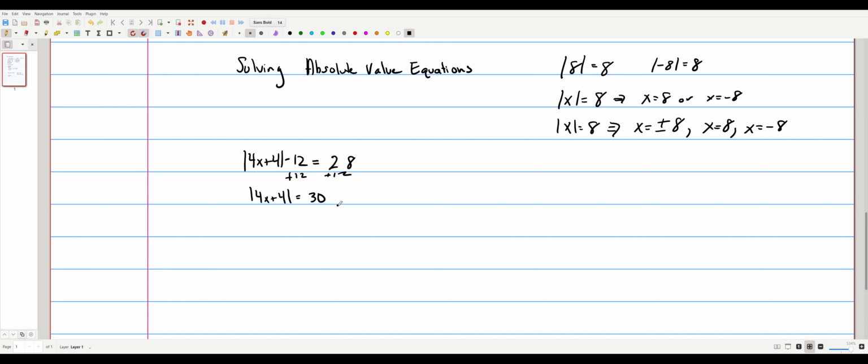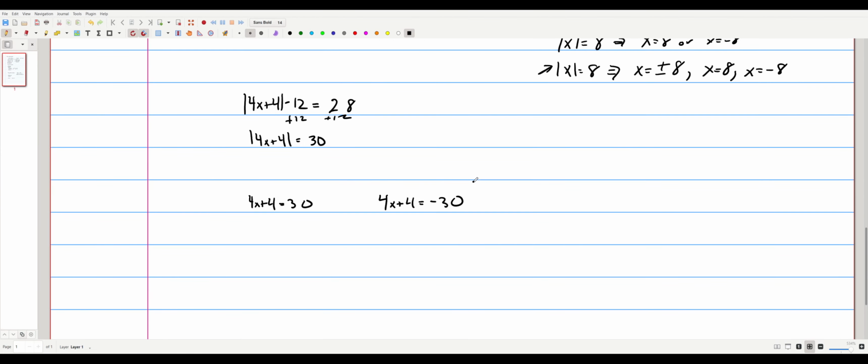And now we're in the same situation that we were in our examples here. What we're going to do is we're going to say the absolute value drops off, and you get 4x plus 4 is equal to positive 30. And you're going to come up with another equation, 4x plus 4 is equal to negative 30. And so you essentially have two linear equations to solve. So let's go ahead and do the left one first.